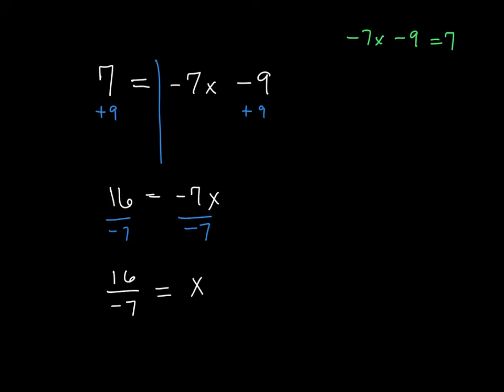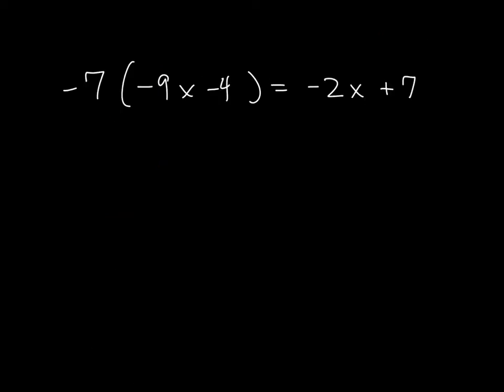I can write it this way, or an equivalent fraction would be to pull the negative out front, and that's negative 16 over 7. Both answers are correct. All right, this equation is a little bit longer than the first, but we're going to do it the same way. We just have a couple of steps.